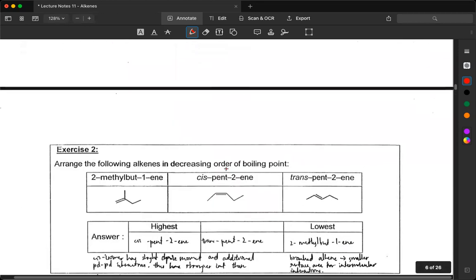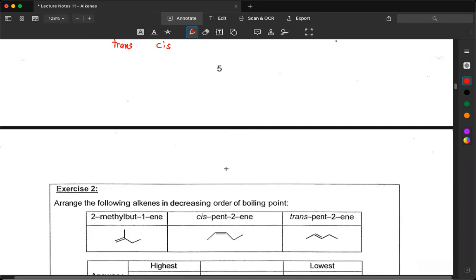Now, this is a simple exercise. Take a look at it. You are supposed to arrange the alkenes in decreasing order of boiling point. You can pause the video to try out the question before we run through the answers.